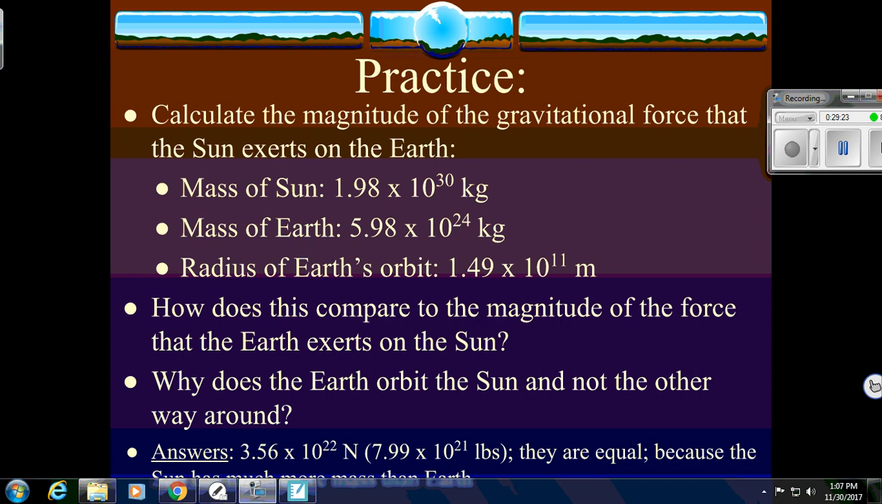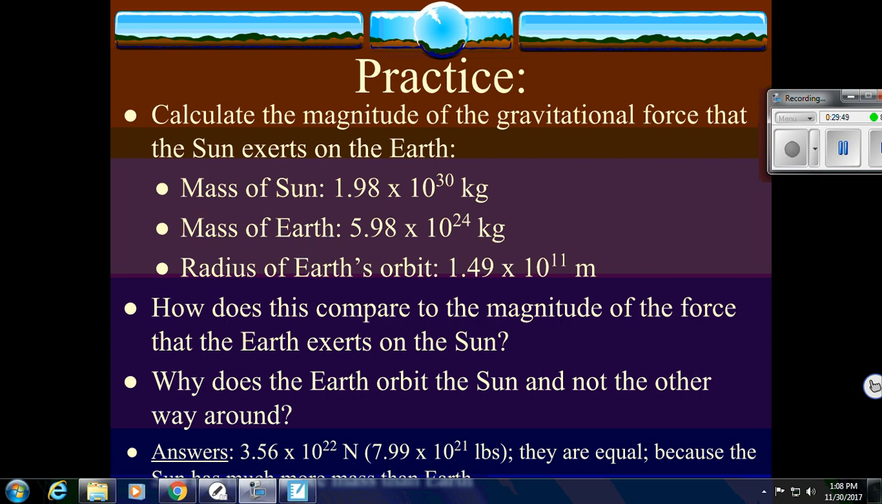Okay, so there's your answer, 3.56 times 10 to the 22nd newtons, which, by the way, is about 8 times 10 to the 21st pounds of force. That's 1,000 billion pounds of force of pull between the sun and the Earth.